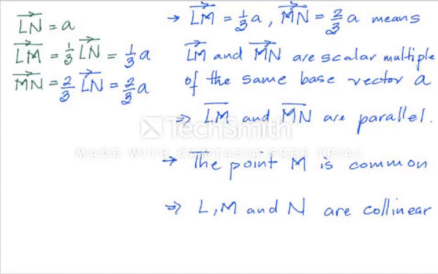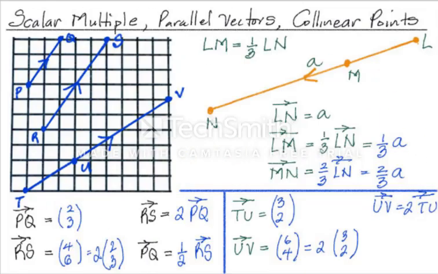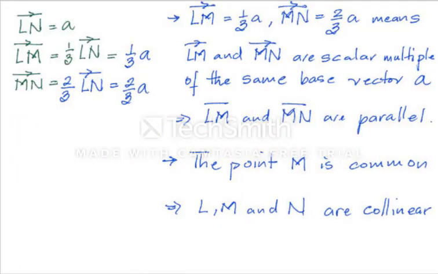All right, let's check out the next page. So this is again something I was saying. Back to the LM diagram, that's the diagram here at the top. LN is equal to A. LM is 1/3 of LN, so it's 1/3 A. And MN is 2/3 A.